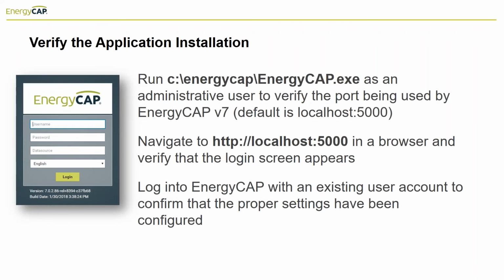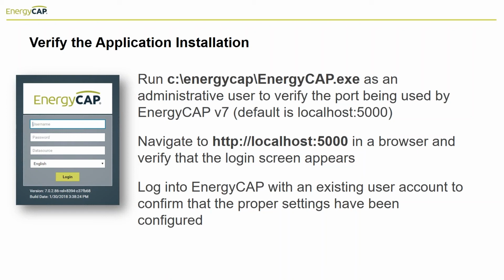Once you have EnergyCAP version 7 installed in your IIS server and you have configured the config.json file as well, you're now ready to run the application and you can verify that it's working. You can launch the application from a command prompt, simply run the executable, and you'll see from that command prompt the particular port that's being used. The default is localhost 5000.